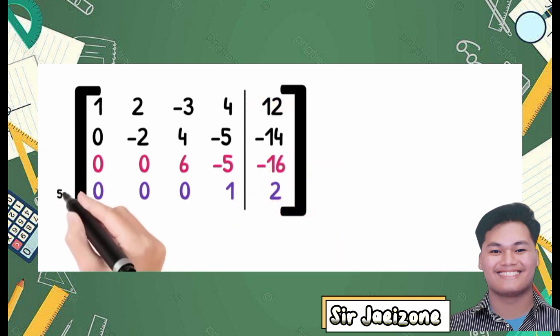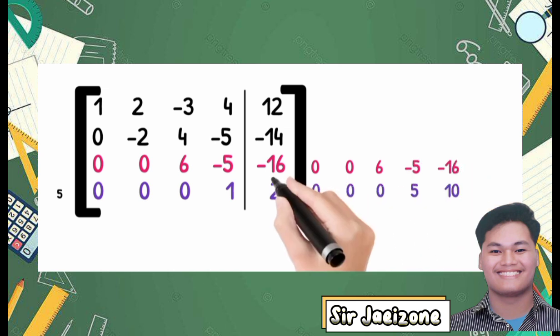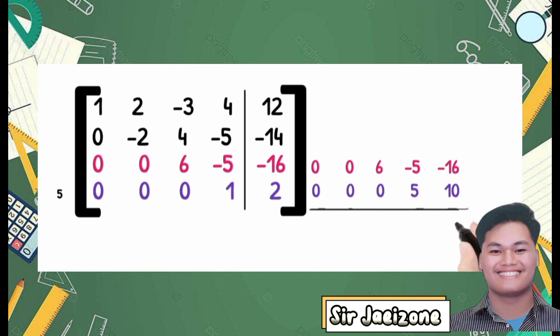Multiply the row 4 by 5 to cancel out the negative 5 from row 3. The product of the multiplication will be added to row 3 and it will be the new row 3.